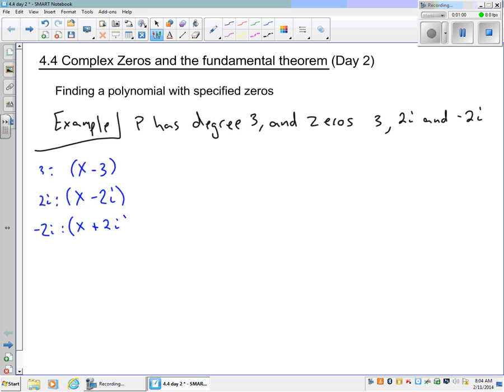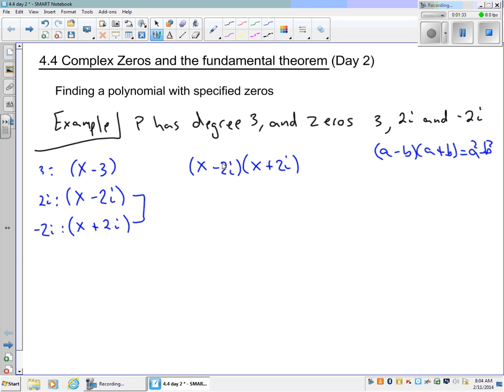Now we can multiply these together. Because these two are interrelated, I'm going to multiply those two first. So x minus 2i times x plus 2i, and you can use your special multiplication formula of a minus b and a plus b equals a squared minus b squared. So a minus b times a plus b is equal to a squared minus b squared.